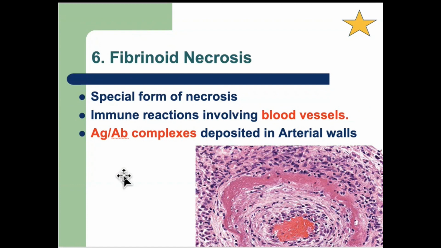Fibrinoid necrosis is a special type of necrosis in the blood vessels due to antigen-antibody reactions. The antigen-antibody complexes deposit in the wall of the blood vessels. They give a fibrin-like appearance. So this is the fibrinoid necrosis.